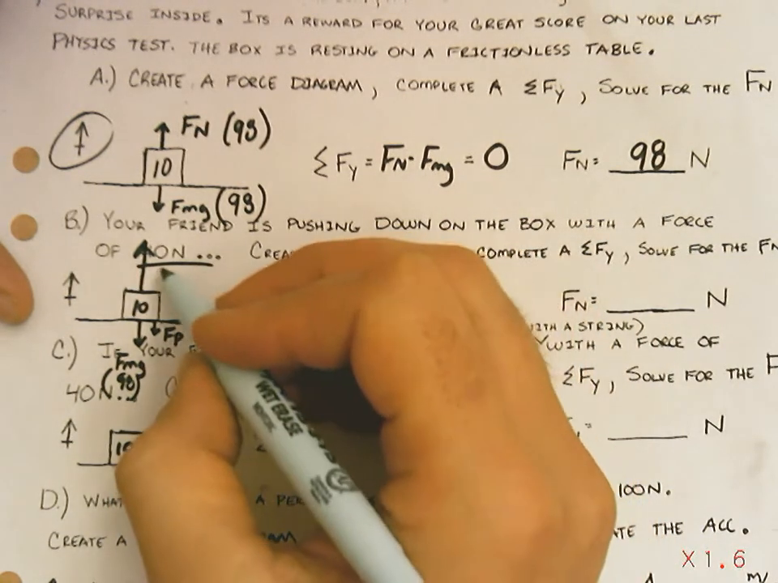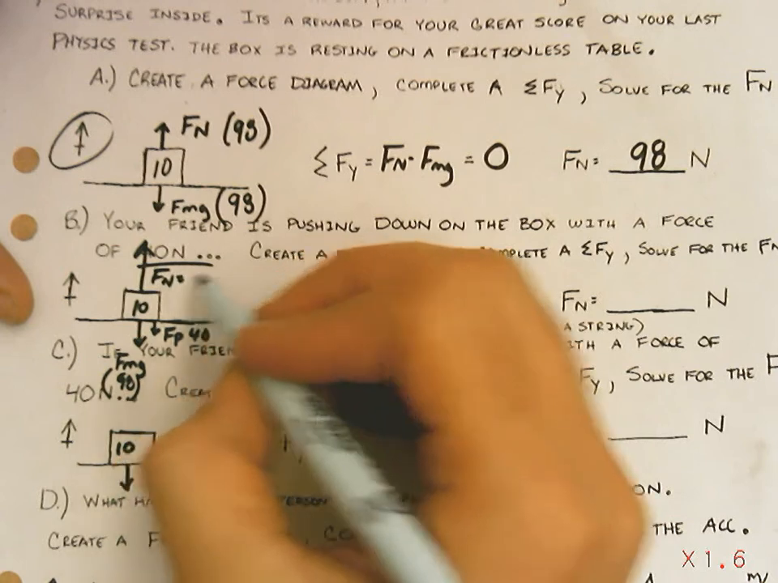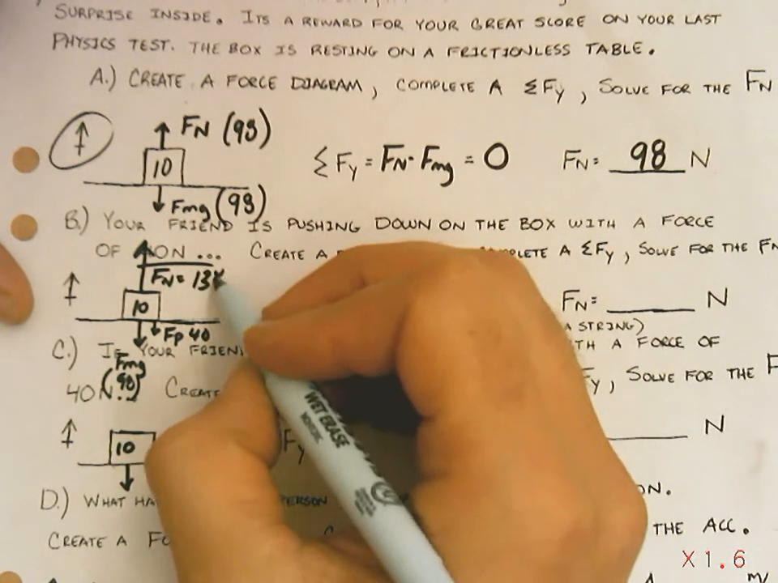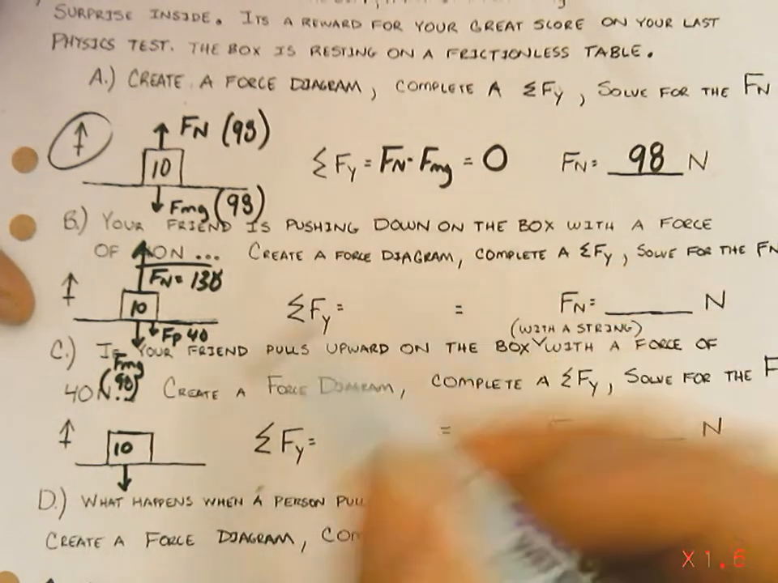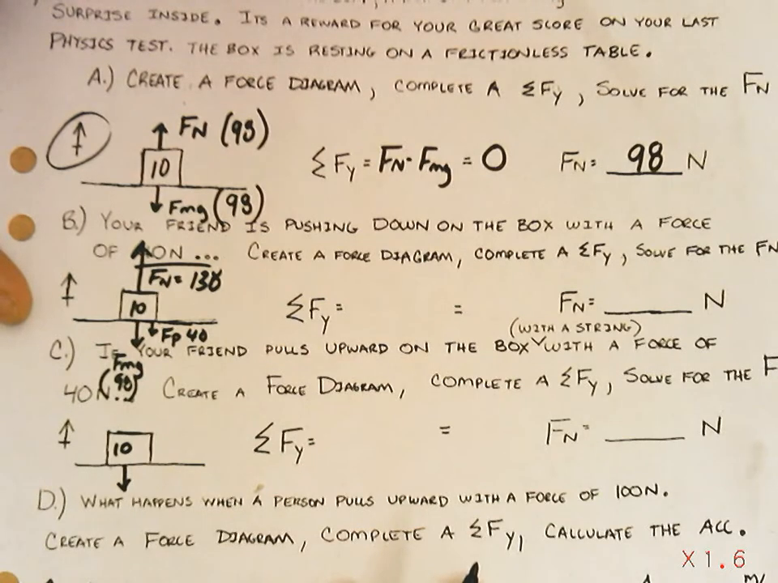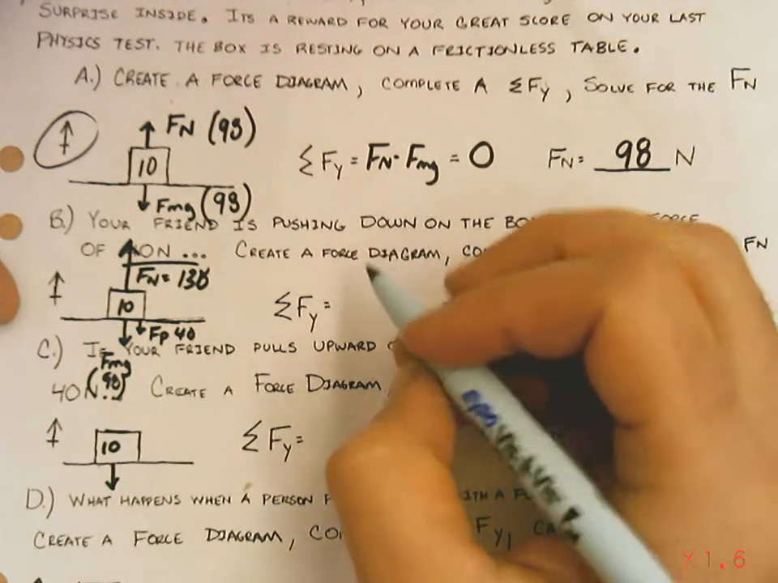So that means we have an up arrow, Fn. This time it's gotten bigger. It's 138, and that would be 40 plus 98. The math isn't all that difficult, but setting it up at the beginning is.